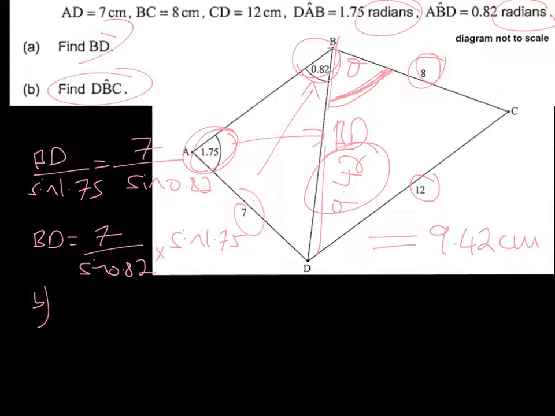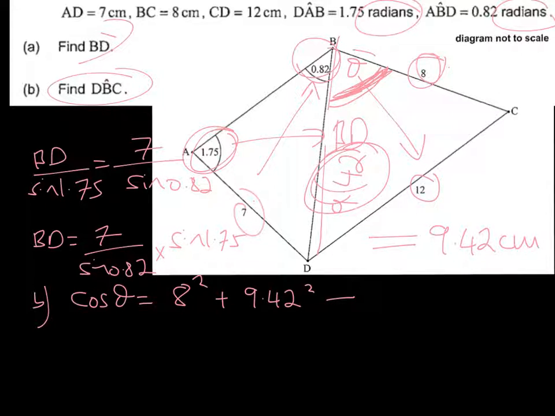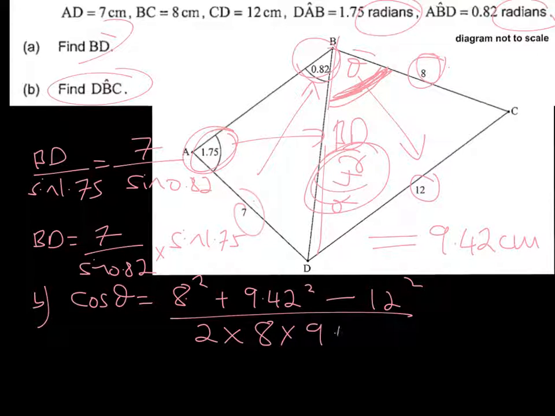So you've actually got the formula in the formula booklet. So we can write here cos theta is going to be 8 squared plus 9.42 squared. Remember, if you can on your calculators, use control answer rather than entering in 9.42, because this is going to be a rounded answer. So we've got the two angles, the lengths either side of the angle, 8 squared and 9.42 squared. We're then going to subtract the square of the side opposite, which is 12 squared, and divide that by 2 times these two lengths, 8 and 9.42.